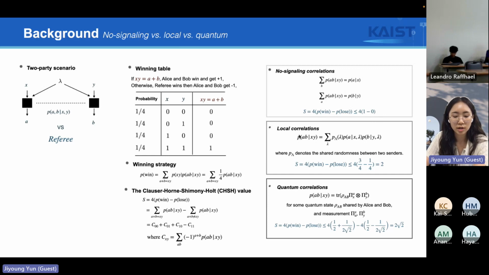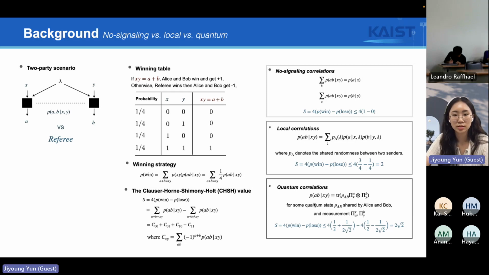And then local correlations can be defined when the two senders can share the randomness lambda. It can be written as a convex combination of deterministic points. This deterministic point is the local response to the input X and the shared randomness lambda. So with this local correlation, we can get the CHSH value up to 2.